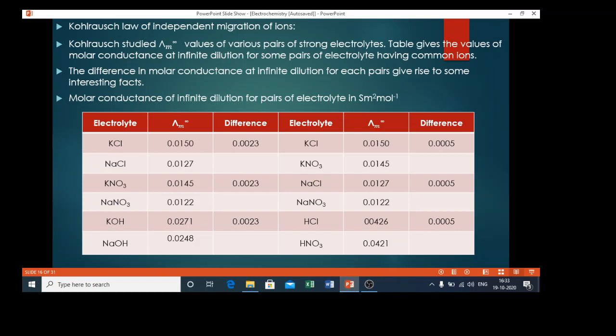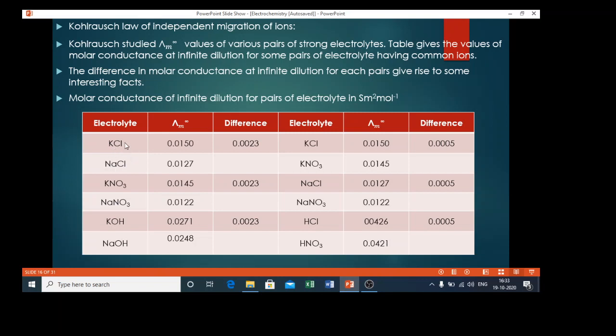Now in this table there are two sets. In the first set, the anions are common. Cations are different, anions are the same. The first pair is potassium chloride and sodium chloride.